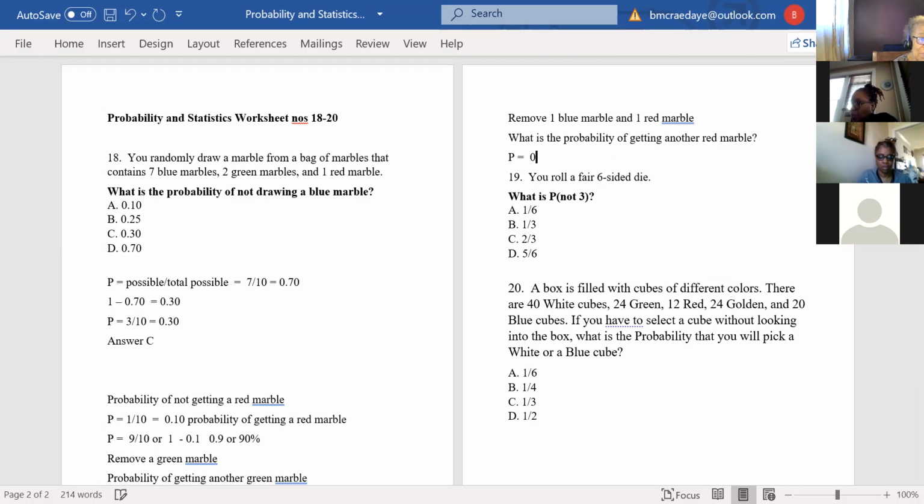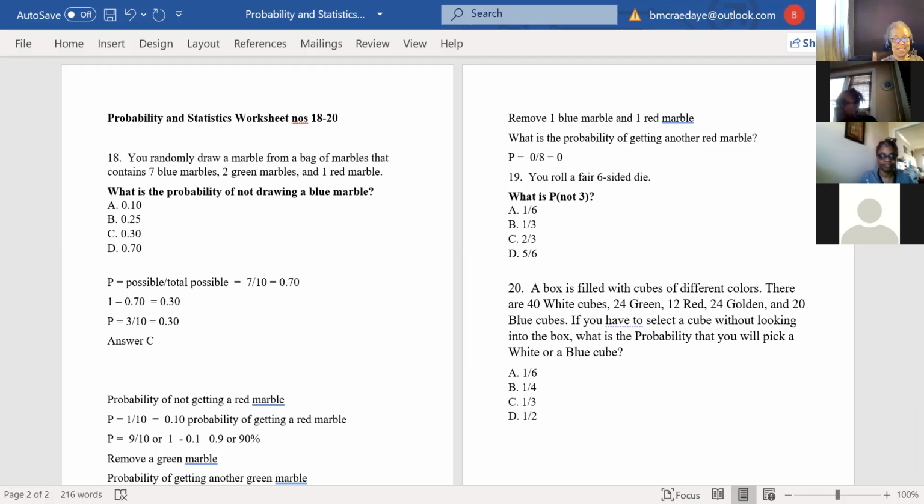It is 0. And if I took 2 marbles out, that's over what? 8. So the probability of getting another red would be 0 because I only had 1 red. In my numerator, I have possible, which is 0, divided by the total, because I had a total of 10, but I took 2 out, and so that's 8 left. So the probability would be equal to 0. That means you have no chance of getting another red because you removed the only red you had.